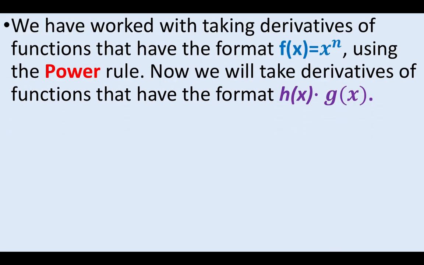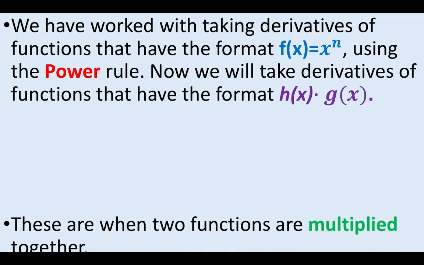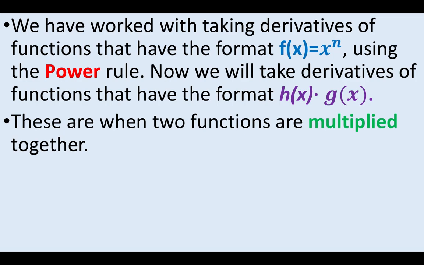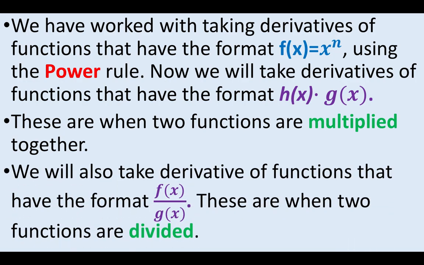Okay, so we have worked with taking derivatives of functions that have the basic format f of x equals x to the nth using the power rule. Now we're going to take derivatives of functions that have the format h of x times g of x. That means two functions multiplied together. There is a specific rule for when you're multiplying functions together and taking the derivative. And again, we're also going to take the derivative of functions that have the format f of x over g of x. That's when two functions are divided. Again, please pause this video to get the notes down.